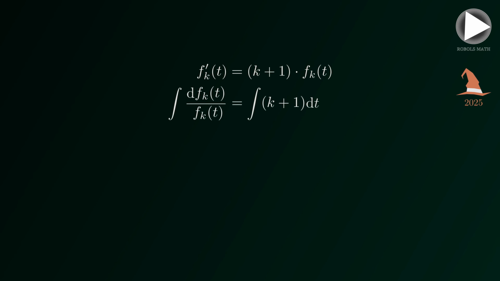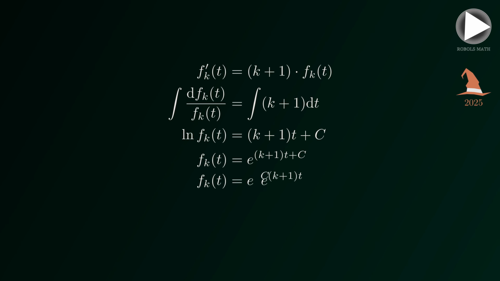We then have the differential equation f prime of t equals k plus 1 times f of t, which is a simple, variable separable differential equation. So with standard procedures, we get that f sub k of t is a constant times e to the k plus 1 times t.